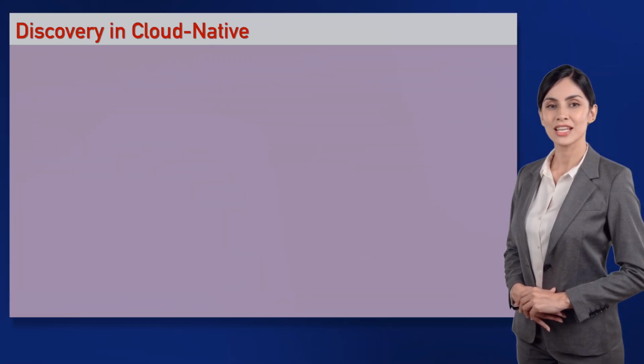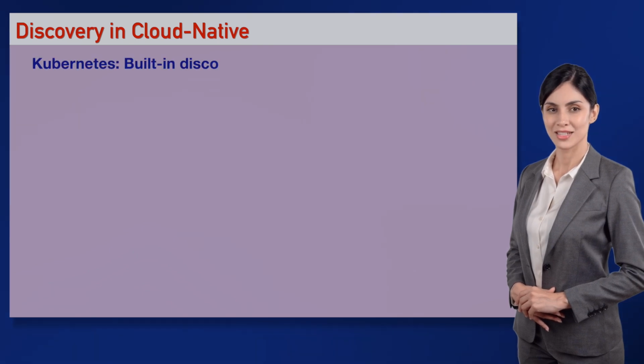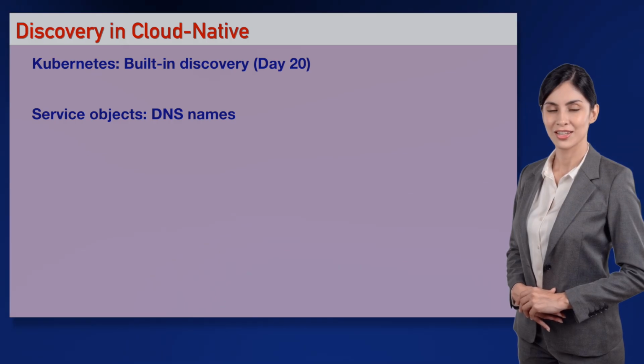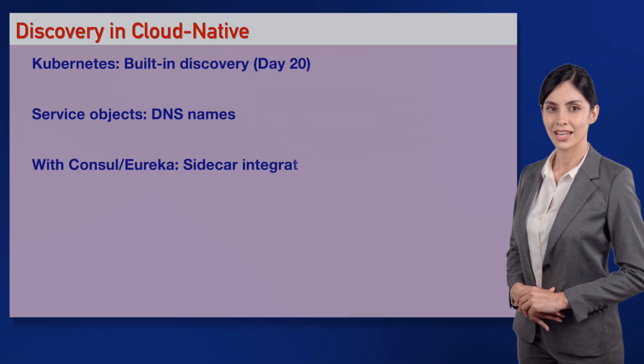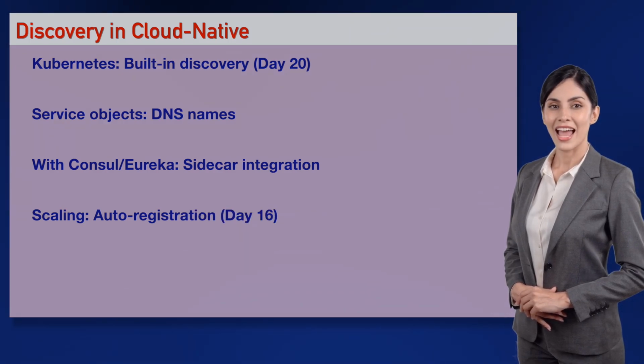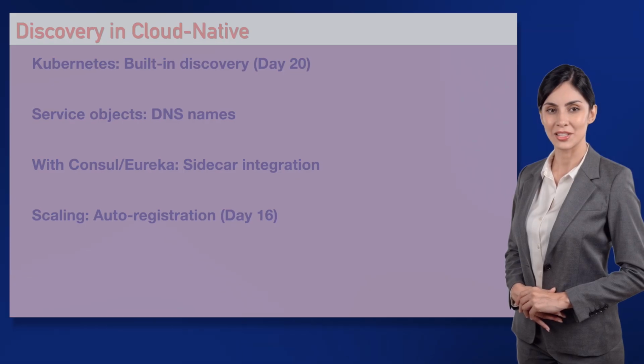Discovery in cloud native, Day 20: Kubernetes has built-in discovery via service objects, providing DNS names and load balancing. Integrate Consul or Eureka as sidecars for advanced features. Auto-registration handles Day 16 scaling by adding and removing instances dynamically.